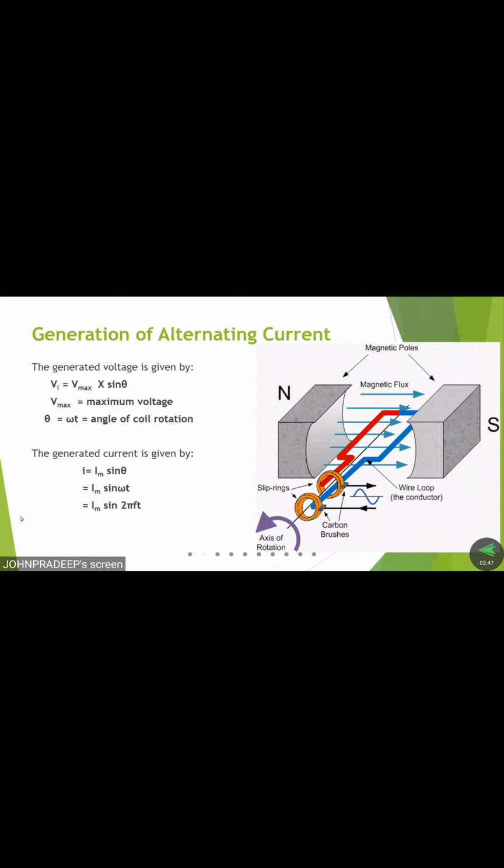So generally, a generator rotates in the clockwise direction. Anti-clockwise direction we will consider.